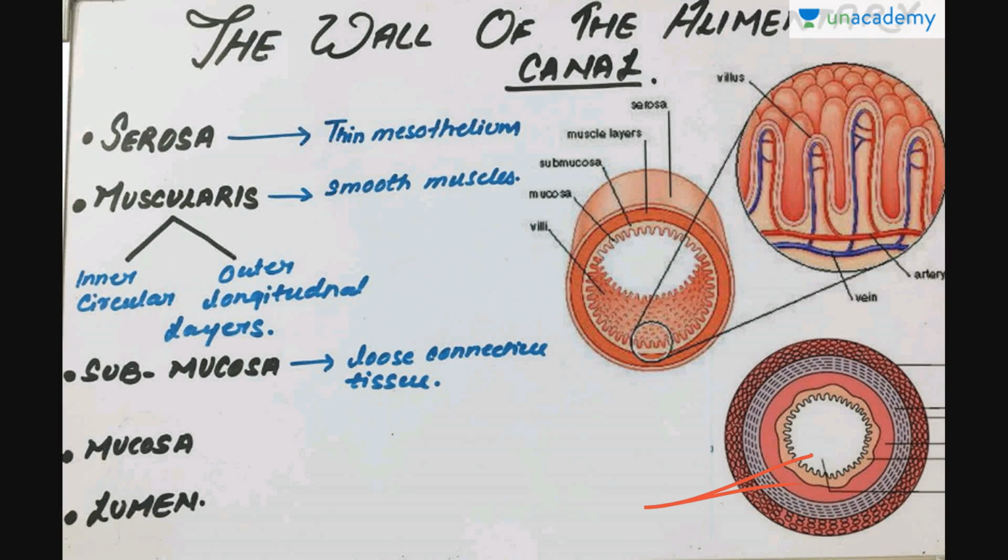Finally, the last layer is the mucosal layer. The innermost layer lining the lumen of the alimentary canal is the mucosa. This layer forms irregular folds in the stomach and small finger-like foldings called villi in the small intestine. This figure of the cross-section shows all the layers: the serosa, the muscle layer, the submucosal layer, the mucosal layer, and the villi. And this portion shows the expanded portion of the villi.